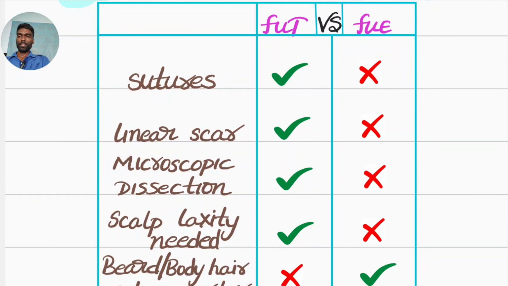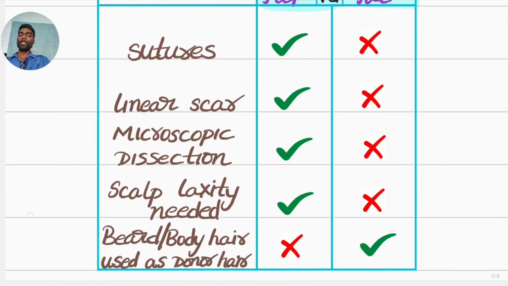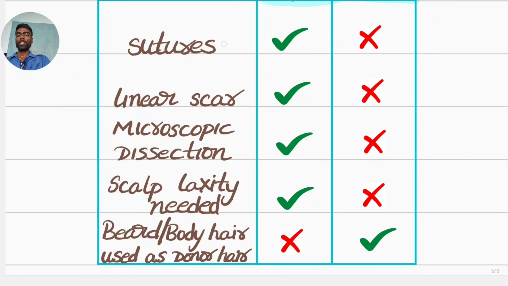Coming to the differences between graft harvesting methods, that is follicular unit transplantation versus follicular unit excision. In follicular unit transplantation, sutures, a linear scar, microscopic dissection, and scalp laxity are needed, whereas no sutures are required in follicular unit extraction. No worrying about a linear scar, and no need for microscopic dissection, as we are directly taking follicular units.